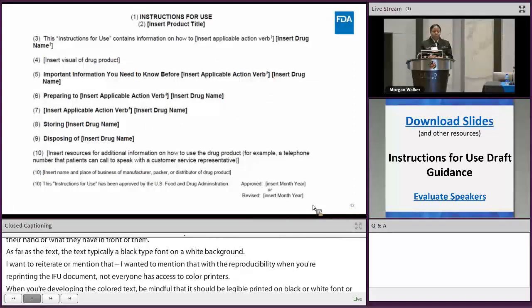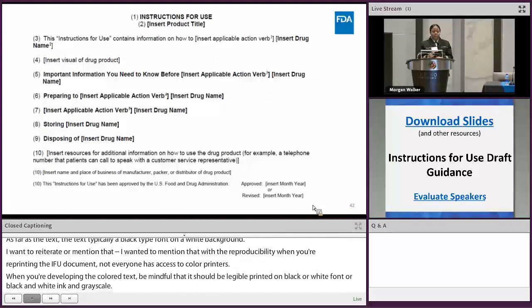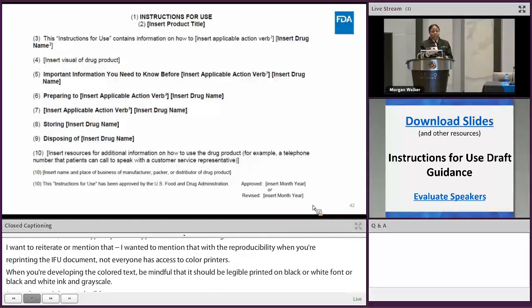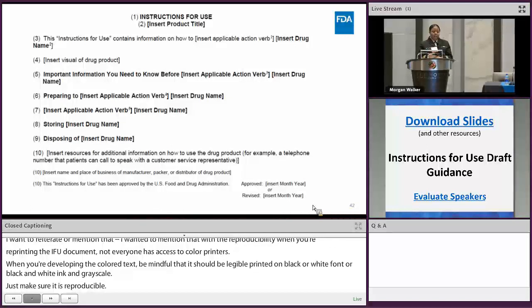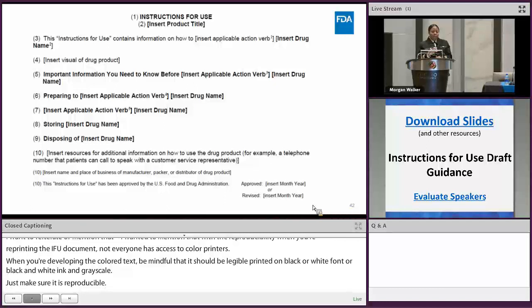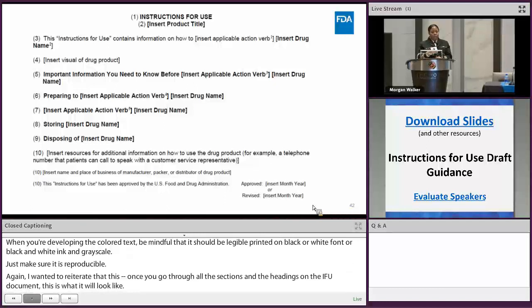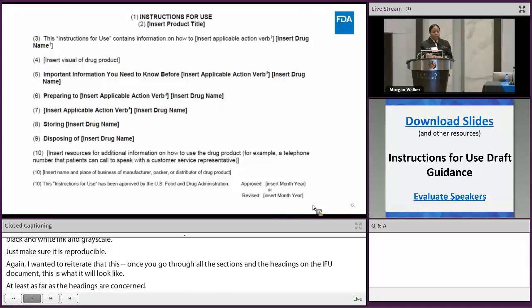Again, I wanted to reiterate that once you go through all of the sections and the headings in the IFU document, this is what it will look like, at least as far as the headings are concerned. Of course, you have to fill in all the product-specific information within these sections, but this is what the flow and the order of the headings should look like within the IFU document.